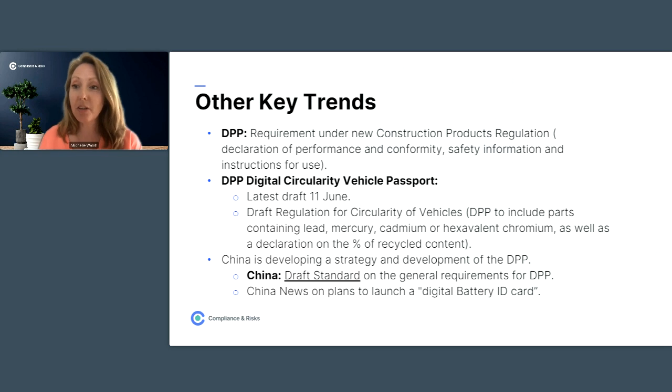So just some other trends quickly, just to pull you through them. The DPP isn't just for these regulations. We're seeing it as well under the new Construction Products Regulation. So there will be a declaration of performance and conformity, safety information, all this in the DPP for construction materials. There is a DPP for a vehicle passport as well, which is on the cards. There's a draft regulation for circularity of vehicles being discussed.